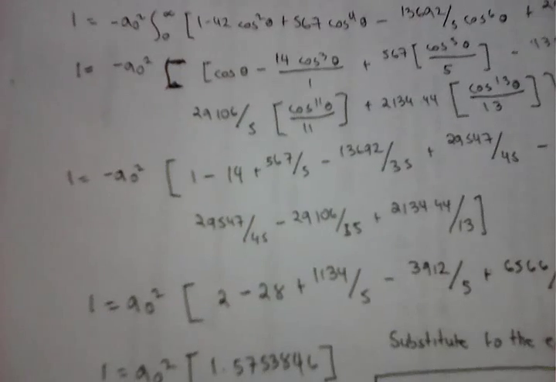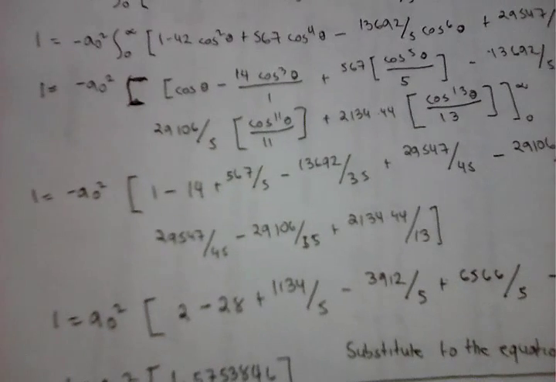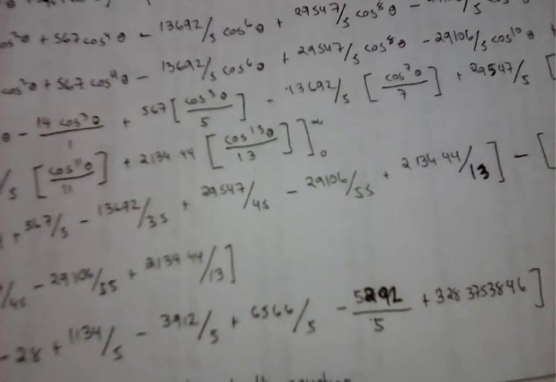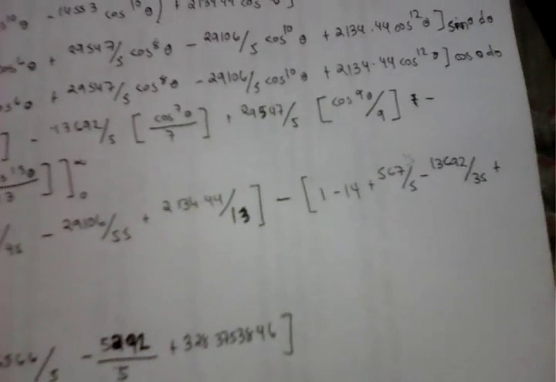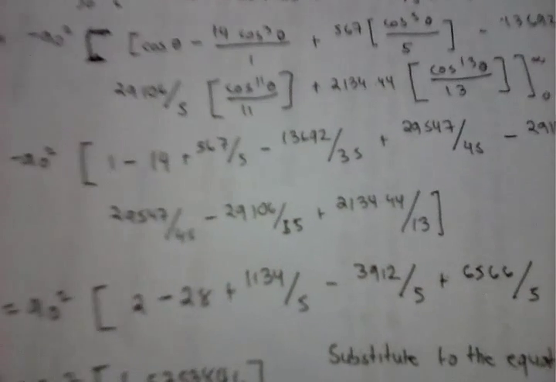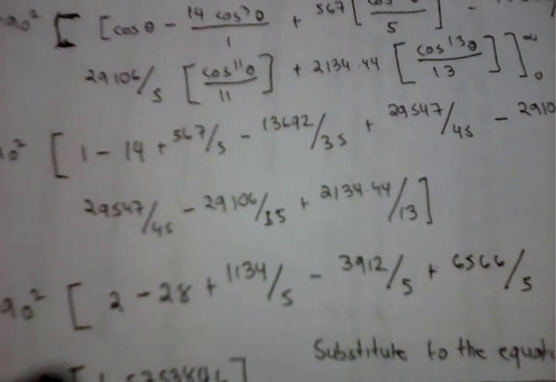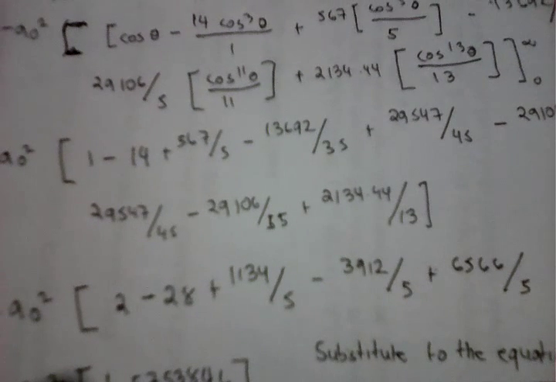So I substitute it. So 1 equals negative a naught squared is equal to 1 minus 14 plus 567 over 5 minus 13,692 over 35 plus 29,547 over 45 minus 29,106 over 55 plus 2,104.44 over 13 minus the substitute from the 0, 1 minus 14 plus 567 over 5 minus 13,692 over 35 plus 29,547 over 45 minus 29,106 over 55 plus 2,134.44 over 13.